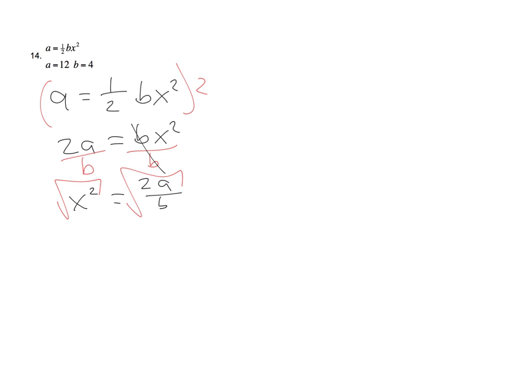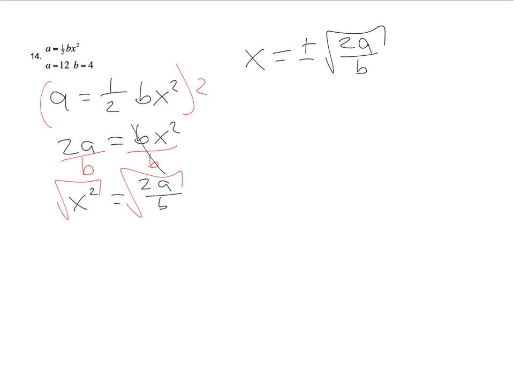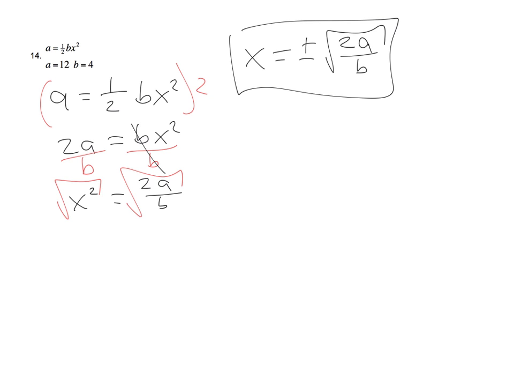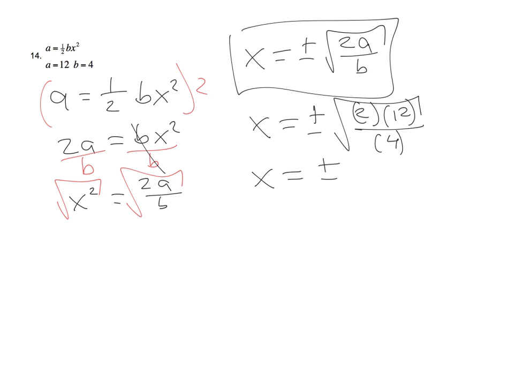Alright, and then my final step here is to take the square root of both sides. Okay, and when I do that, I get that x is equal to plus or minus the square root of 2a over b. And I actually forgot the plus or minus on the answer sheet that you were given, so I apologize for that. And so then when we go ahead and evaluate this, x is equal to plus or minus the square root of 2 times a, which has a value of 12 here, over b, which has a value of 4. And I get that x is equal to plus or minus 2.45.